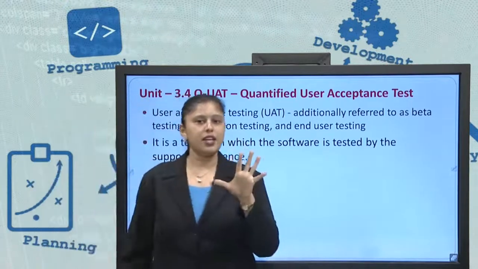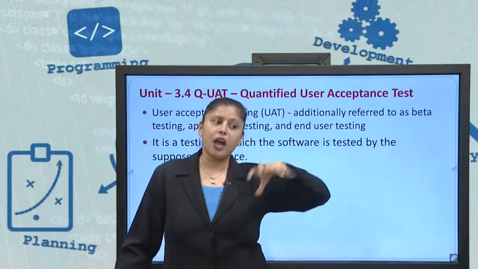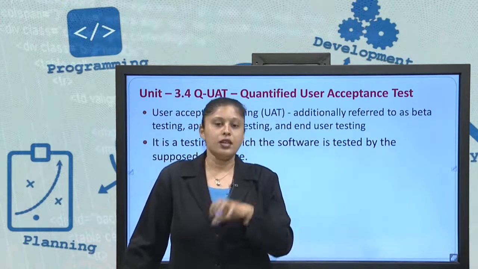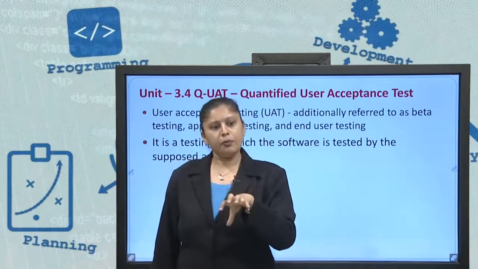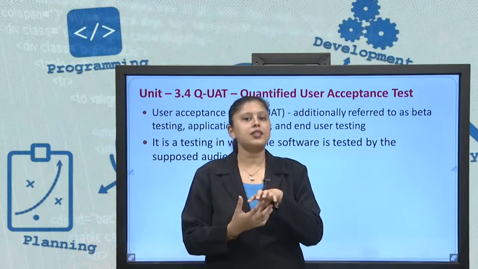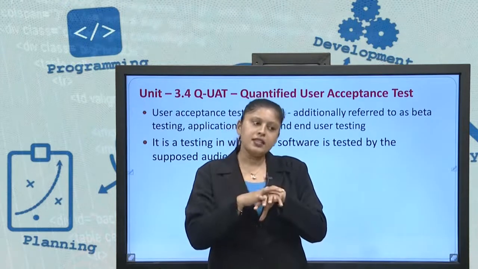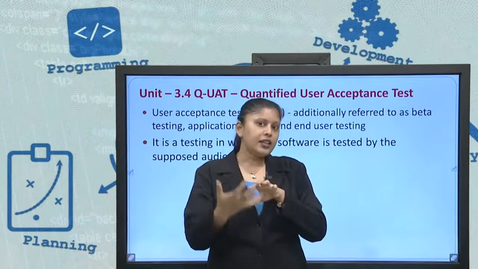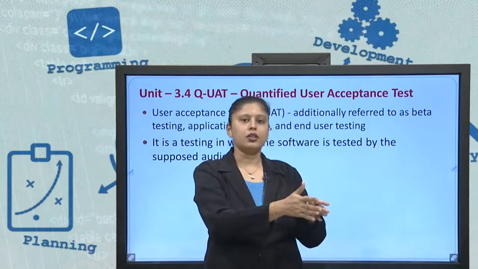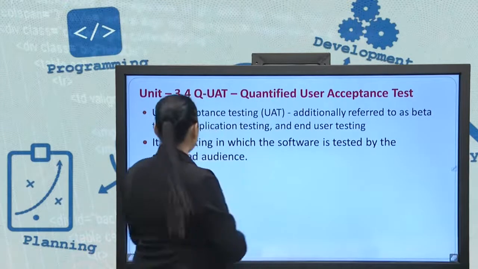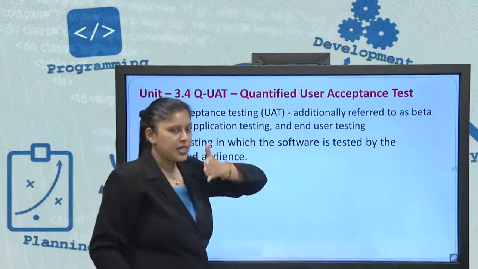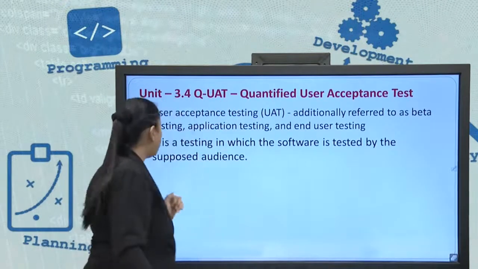I said, what is beta testing? Beta testing is something that is tested outside my organization by people who are not inside my organization. If my product is tested by people residing inside the organization, then I call it alpha testing. But beta testing is where the targeted audience to whom I am going to present my product will be testing it. So that is called beta testing, and this user acceptance testing is the same. It will be tested by the targeted audience.